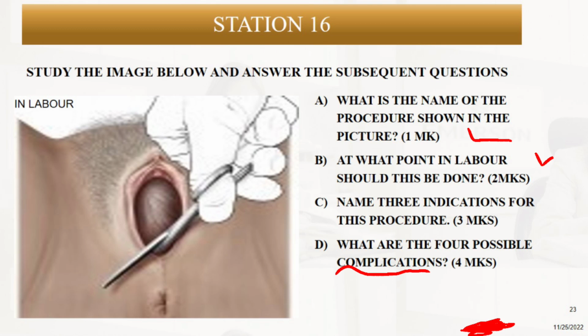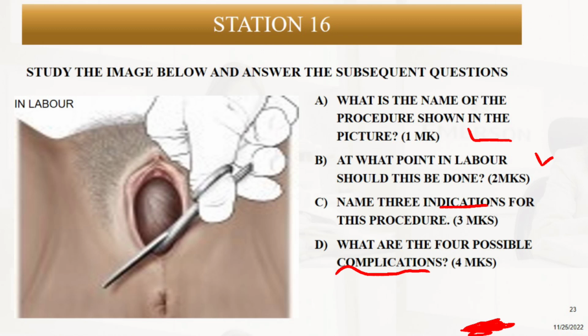They name three indications, so we are now on indications. For this procedure, we have rigid perineal muscles causing delay in descent of the presenting part. You can also have anticipating perineal tears, for example, in a big baby, breech delivery, or shoulder dystocia. Those fall under anticipating perineal tears. So we have now two indications.